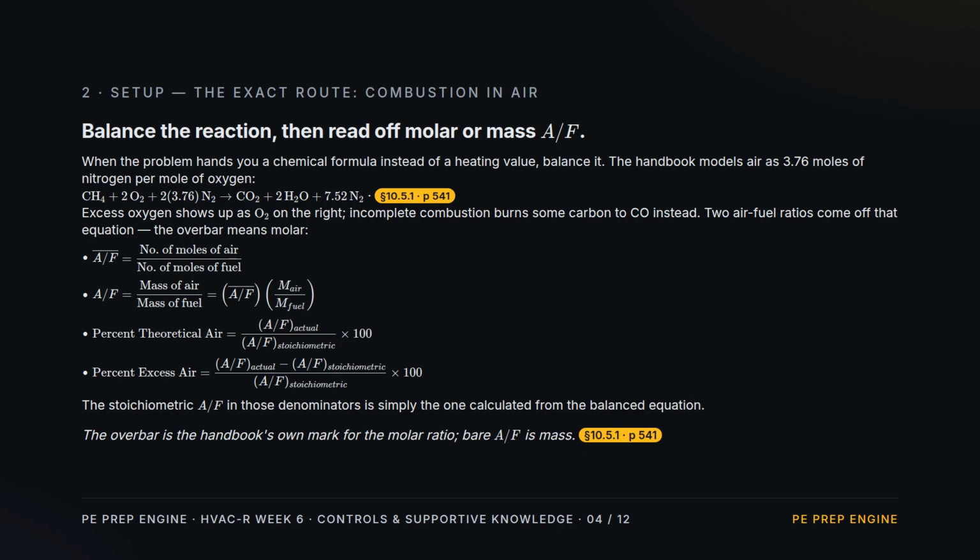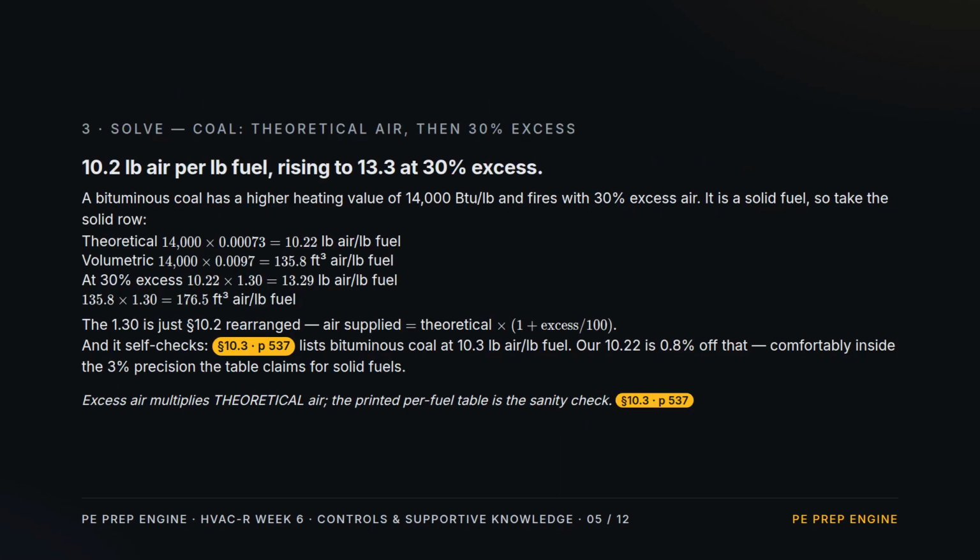Solve. Coal. A bituminous coal has a higher heating value of 14,000 BTU per pound and fires with 30% excess air. It's a solid fuel. So take the solid row. 14,000 times 0.00073 gives 10.22 pounds of air per pound of fuel, theoretical. The volumetric multiplier gives 135.8 cubic feet per pound.